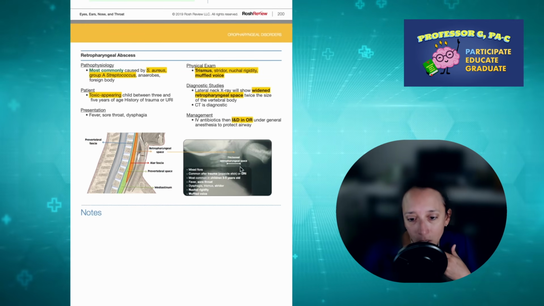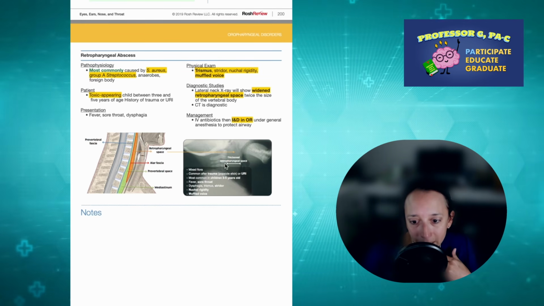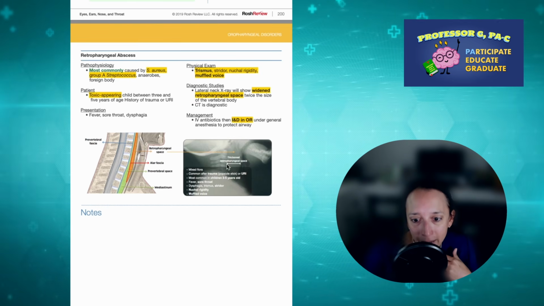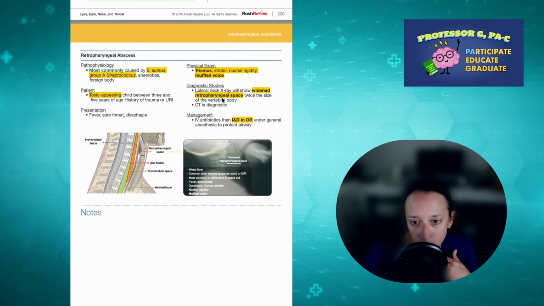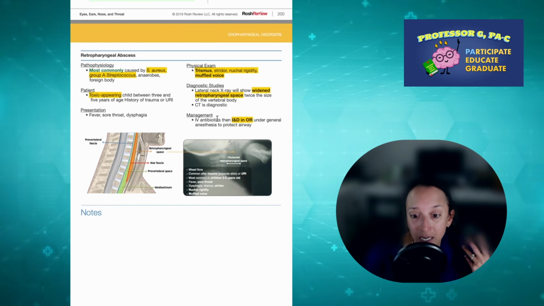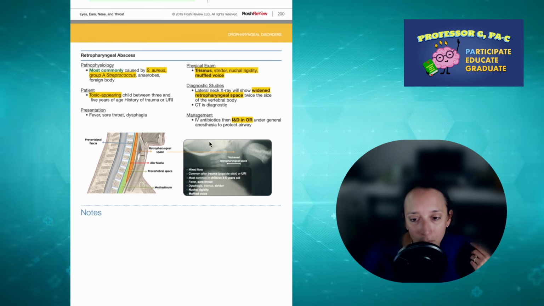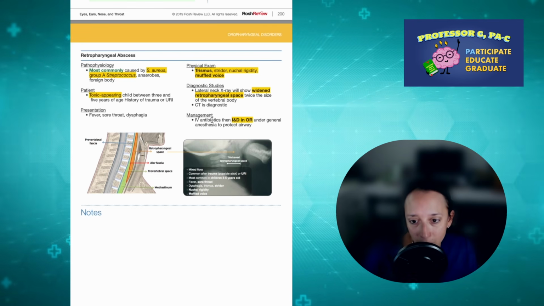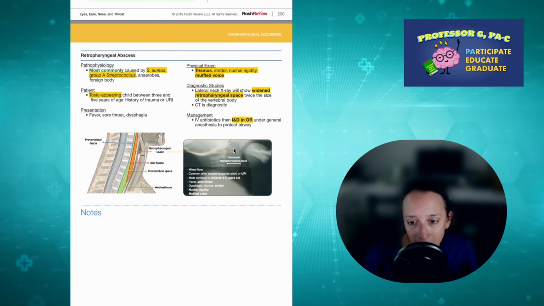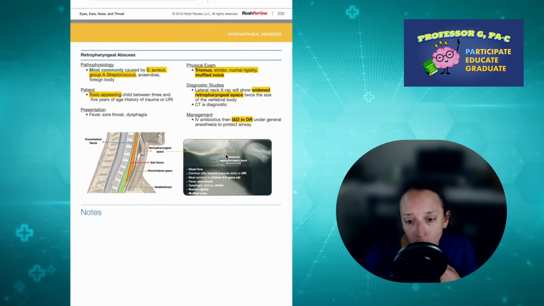And so you can start with a lateral neck x-ray. It'll show a widened area between the airway and the spine back here. So that's a widened retropharyngeal space. And a CT is going to be diagnostic. And we'll need to admit them to the hospital, protect their airway, give them IV antibiotics, and then they'll probably need surgery for an I&D in the OR.